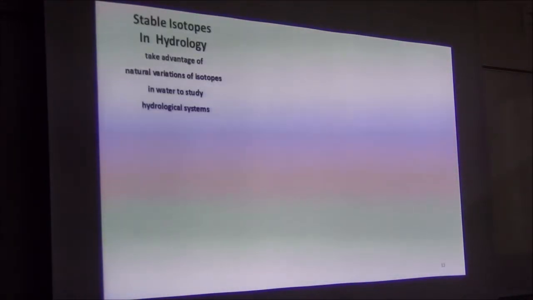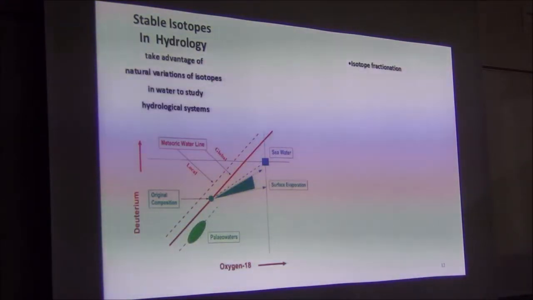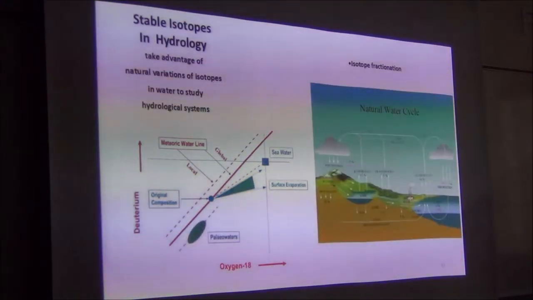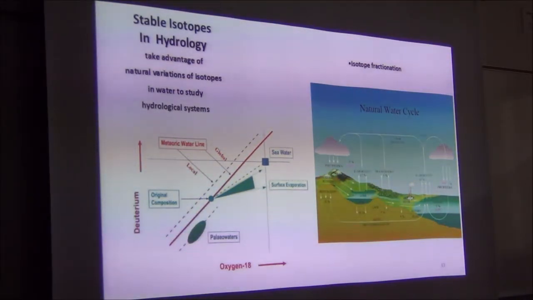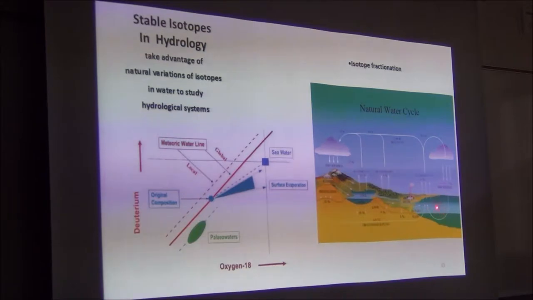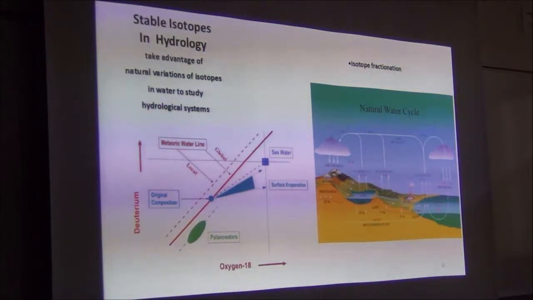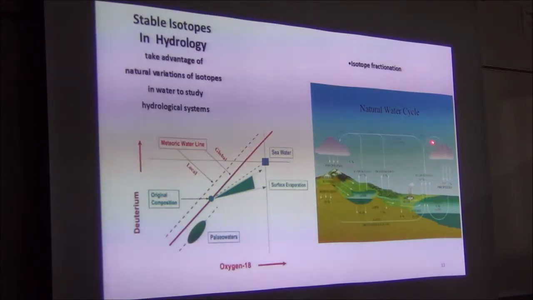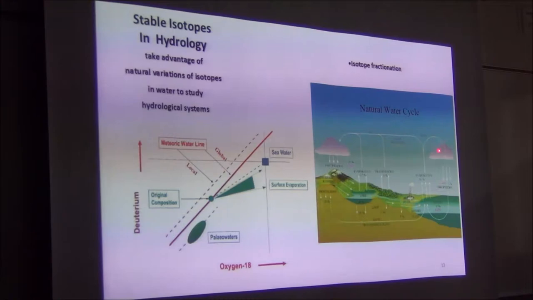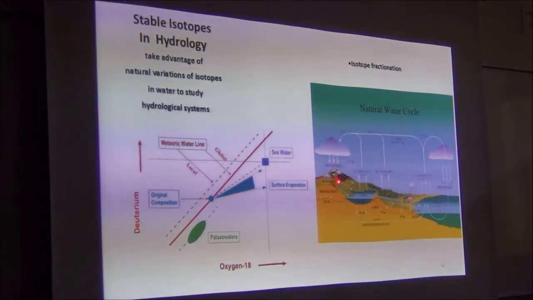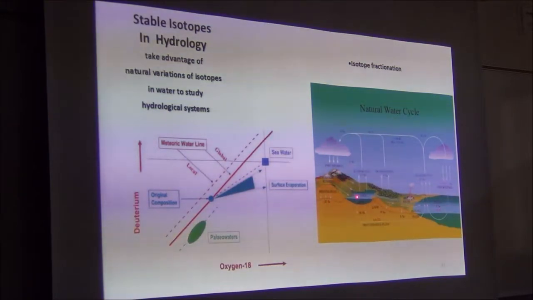The stable isotopes have an isotope fractionation. Because of this natural water cycle, the composition is different from seawater. We observe the standard mean ocean water. This isotope composition will be different in clouds and after the precipitation, in the groundwater and in the surface water.